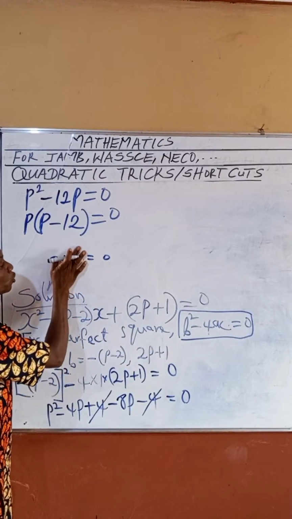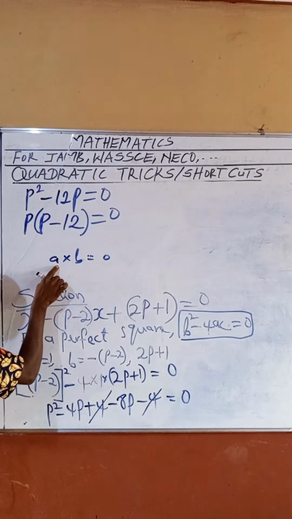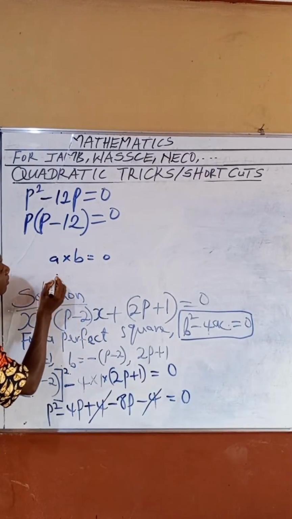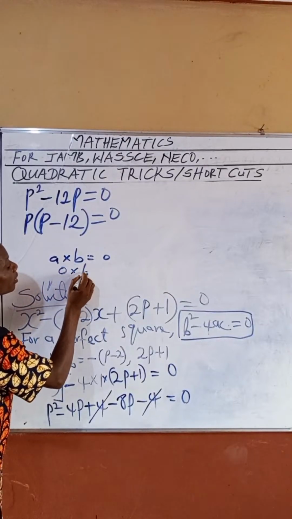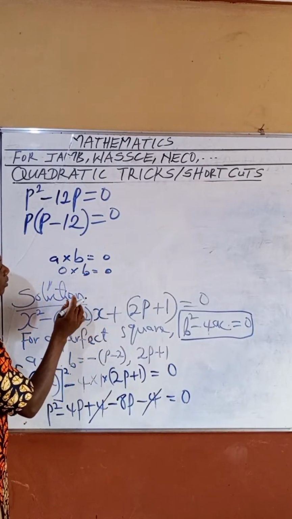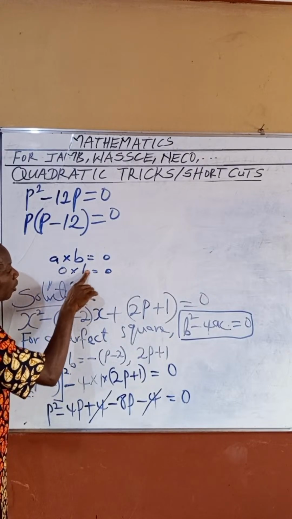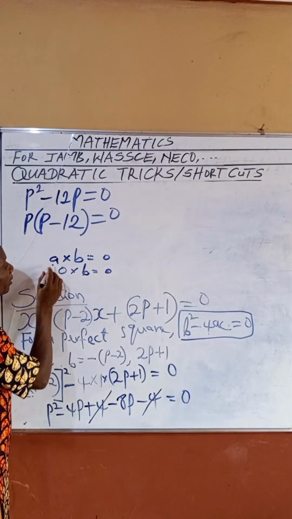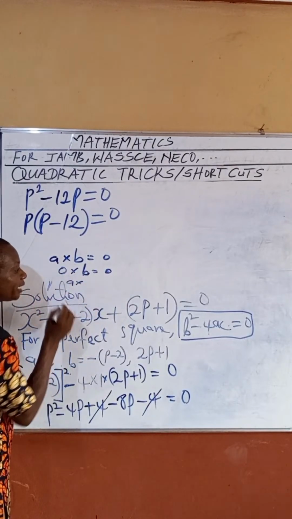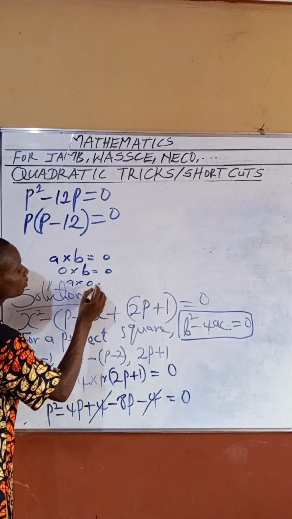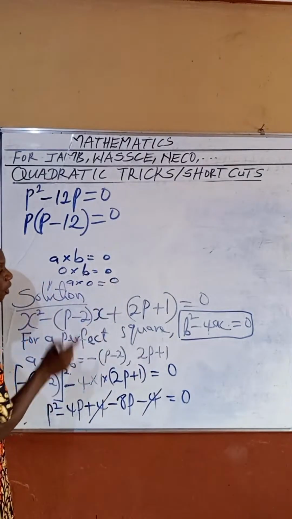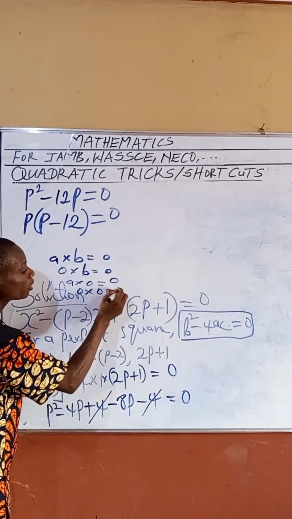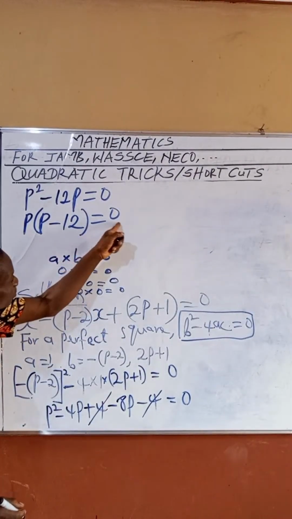What can make this product to be 0? What can make a and b to be 0? It means that a is 0, because 0 times b is 0. Or a is not 0, but b is 0. If b is 0, it will still be 0. Or both of them are 0. 0 times 0 equals what? 0.